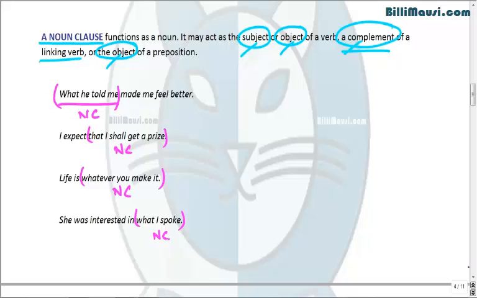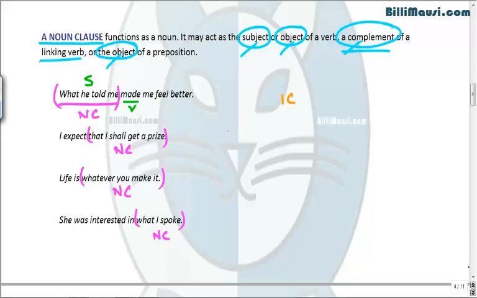I'll give you a simple test in order to find out if it is a noun clause or not. But what we need to understand is that sometimes a dependent clause, a noun dependent clause, can also behave as the subject for the entire sentence. For example, in the first sentence, if you see, what he told me is the subject for made.